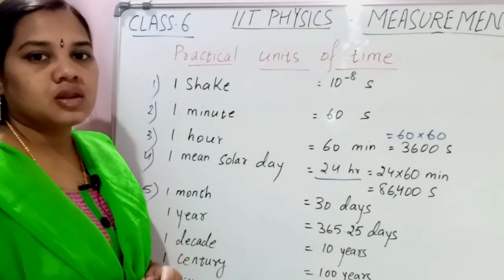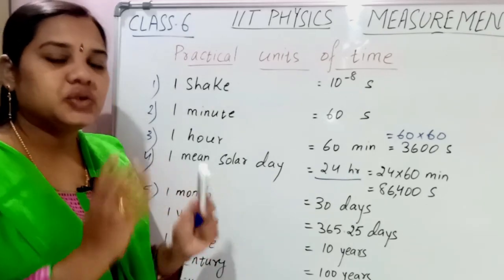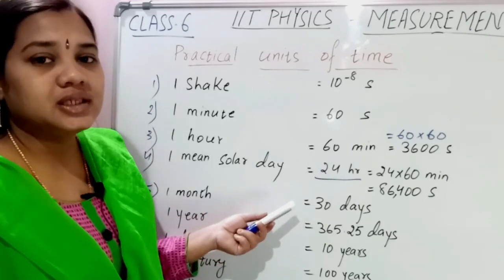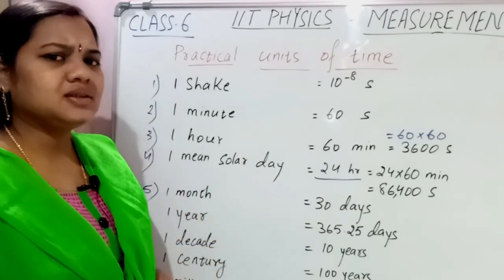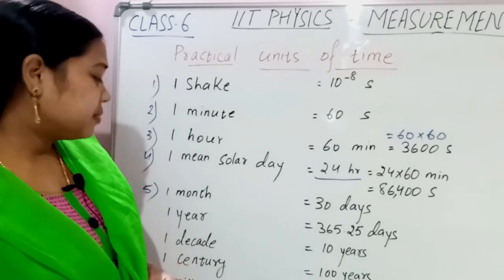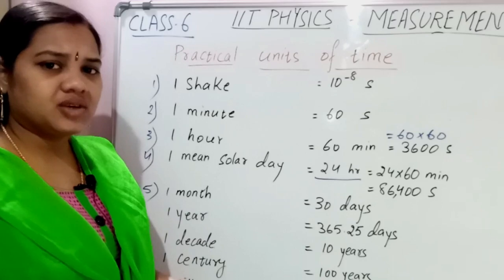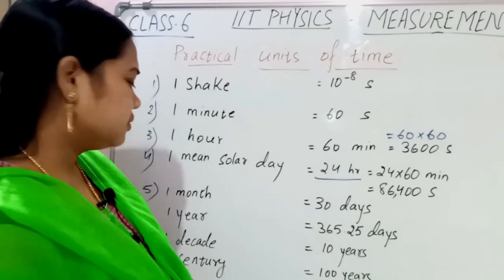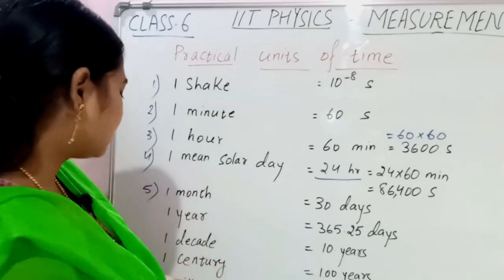Next, fifth is 1 month. 1 month is a duration of 30 days. There are months with 30 days and 31 days also. But mathematically, when we calculate, we consider 1 month equal to 30 days.